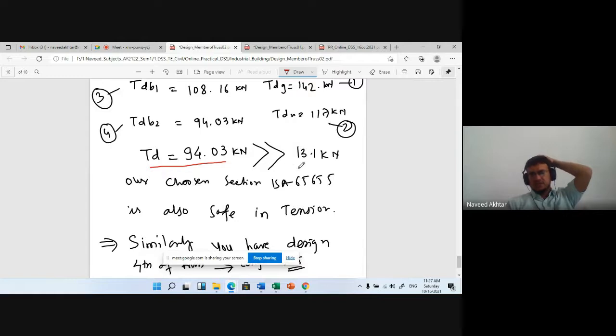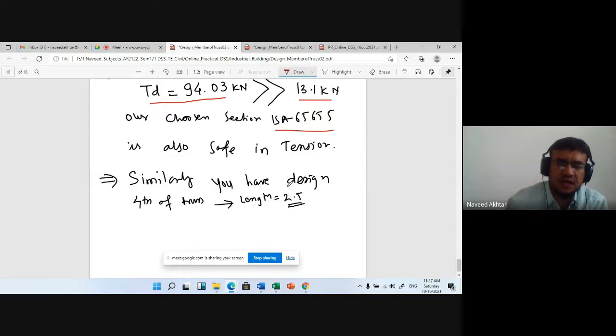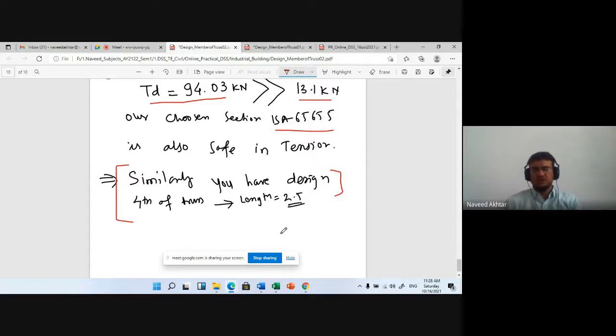That is much greater than the tension coming on your member, but that is 30 kN. It means that our chosen section, that is the ISA 65 by 5, is also safe in tension. And then I told you, similarly you have to design the tension member, that is steering, I mean length 2.5 meter for the vertical member, vertical tie from the truss. So that you have to do on your own.